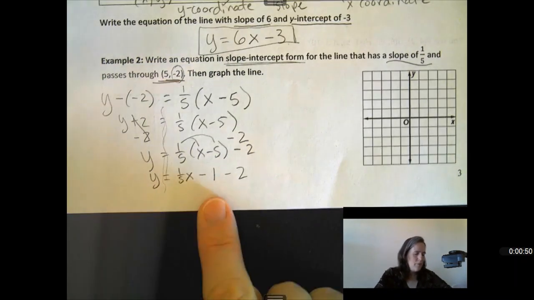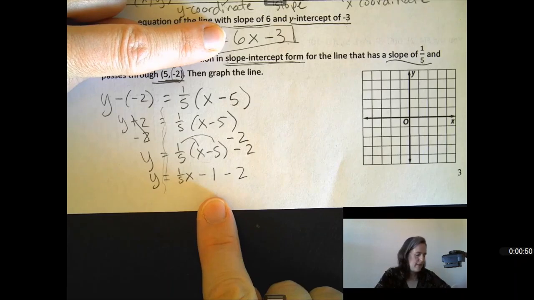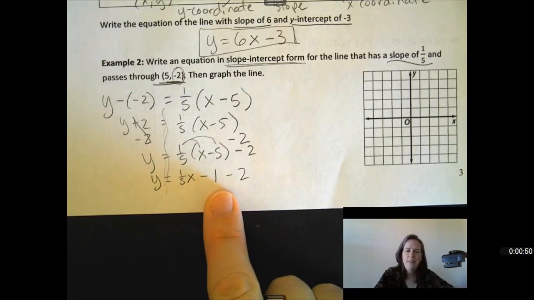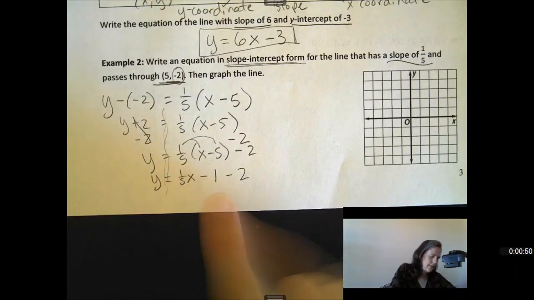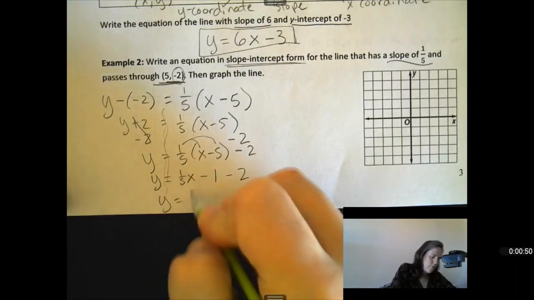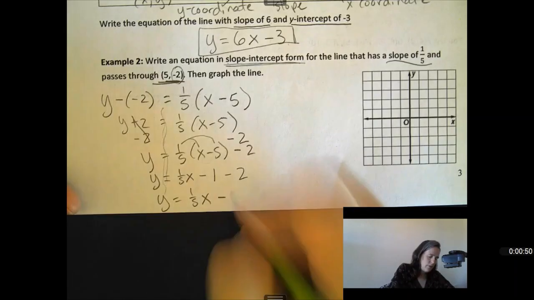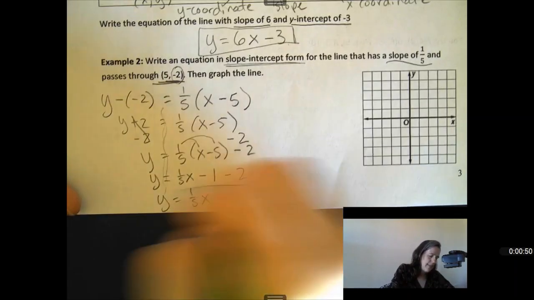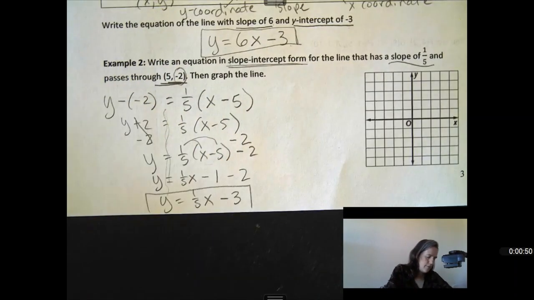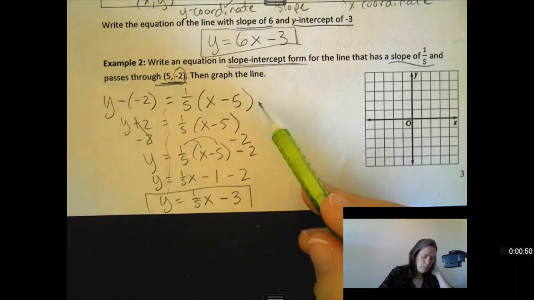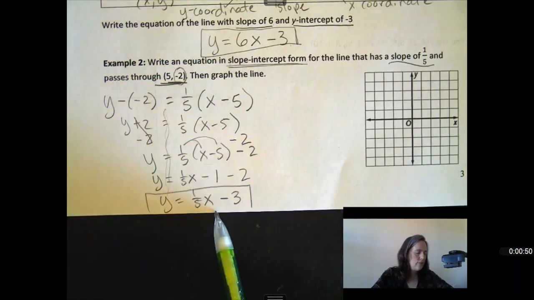And now it looks a little bit more like what we need it to, but these two numbers at the end, let's combine those. So collect our like terms back there. 1/5 x, and then -1 -2, so -3. That looks beautiful. That's what we need to be able to do. Take that point and slope and plug in our pieces, rearrange it until it turns into slope-intercept form.